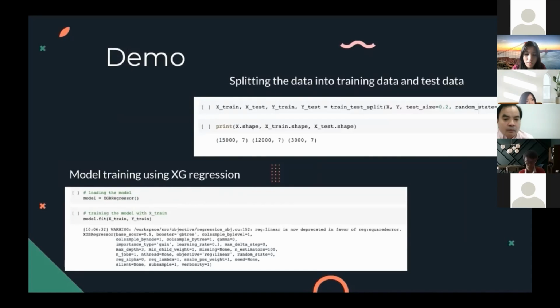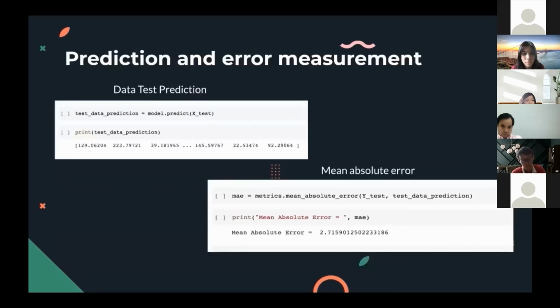For model training, we use the model.fit function with XGBoost regression so that we can evaluate the model. Now we are moving forward to the evaluation part. The model evaluation is done based on test data. The predict function is used to predict the Y test values. Then we compare the outcome with the actual data using mean absolute error. For this model, the mean absolute error is 2.7.